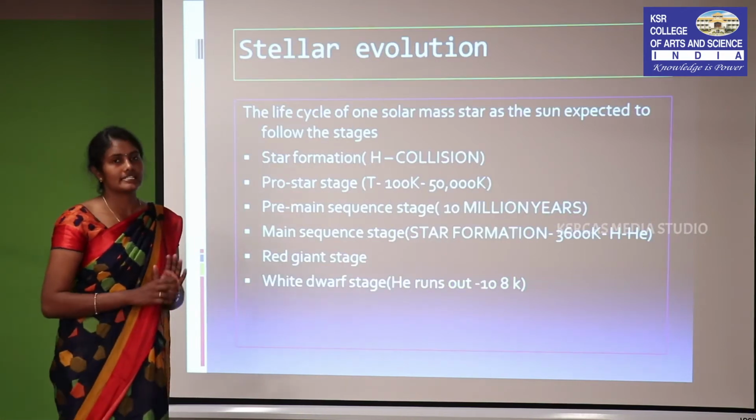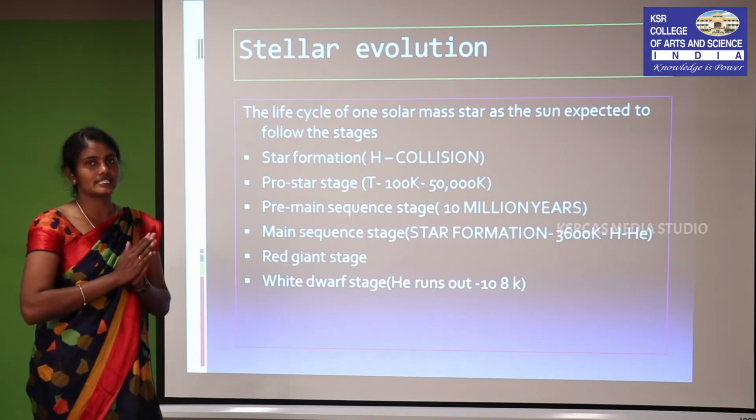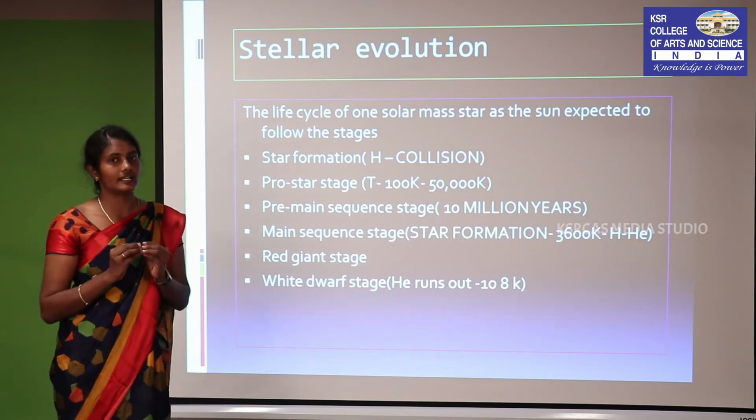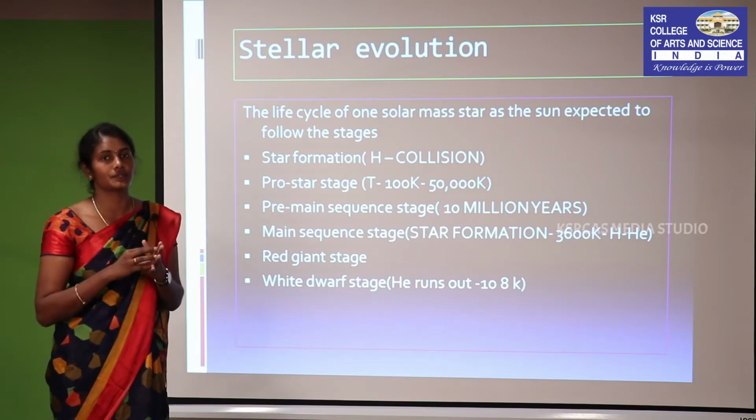Stellar evolution. Stellar evolution is all about how the stars form, their main sequence, and the death of the star. Each star has one peculiar temperature. Based on the temperature, it is due to the spectral line.